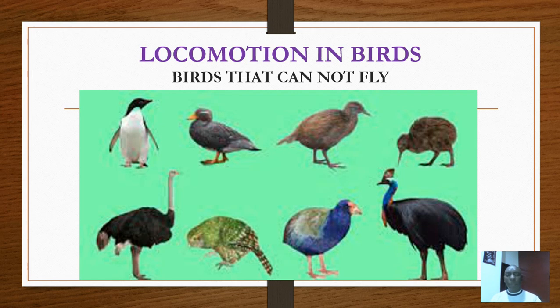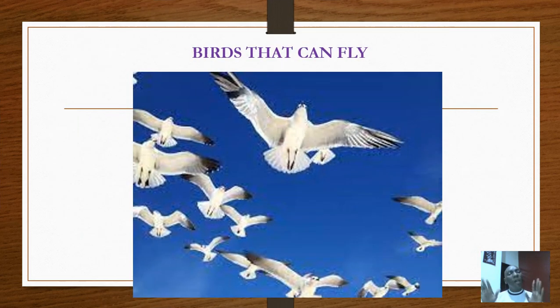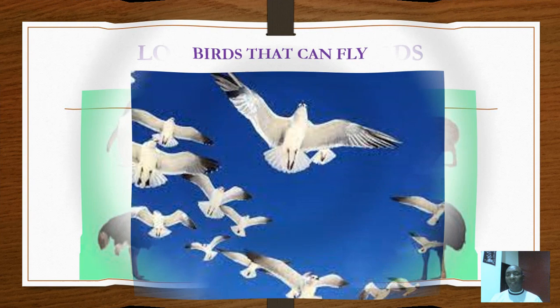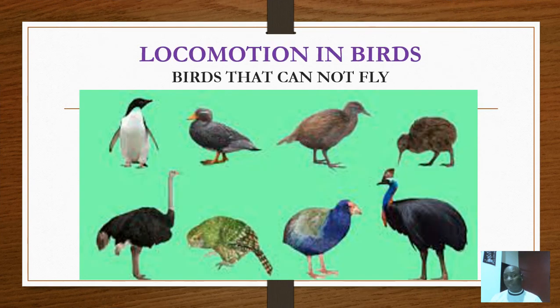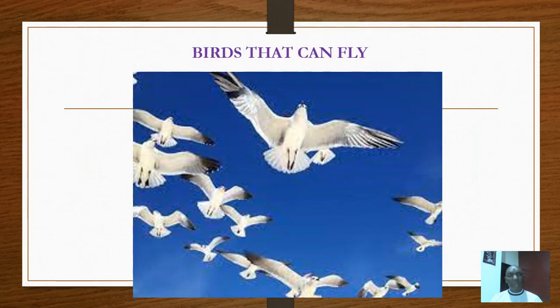So the birds that we are seeing there cannot fly. If they can't fly, therefore they move by walking and even running. But there are birds that are able to fly from one place to another. What does that mean? Birds locomote in two ways, just like insects. They locomote by walking, running, or by flying, just like in the visual we are seeing there. There they move by walking because they can't fly, while those ones move by flying.